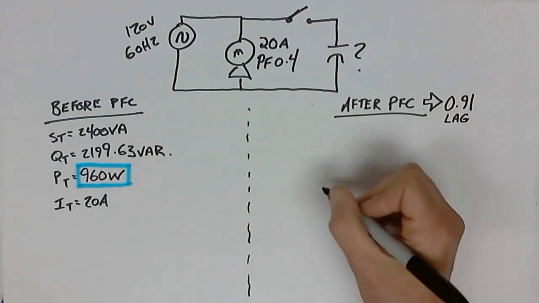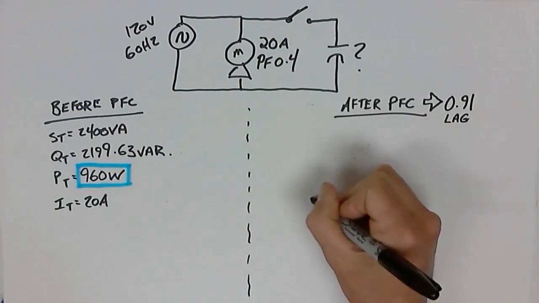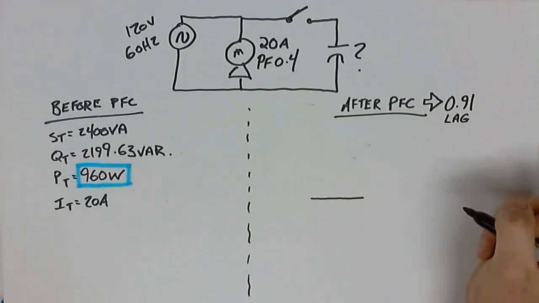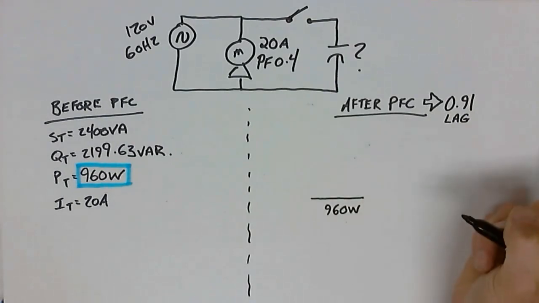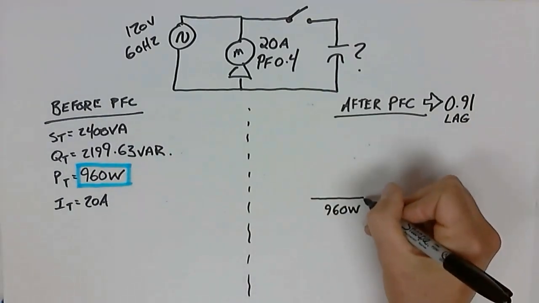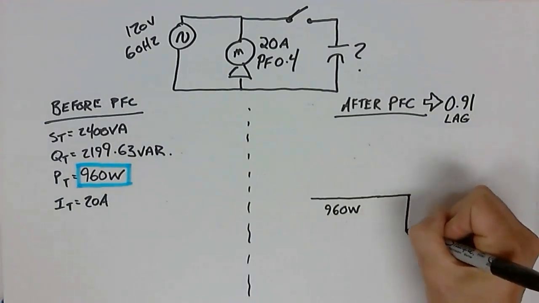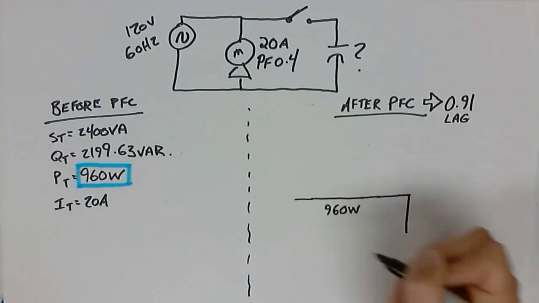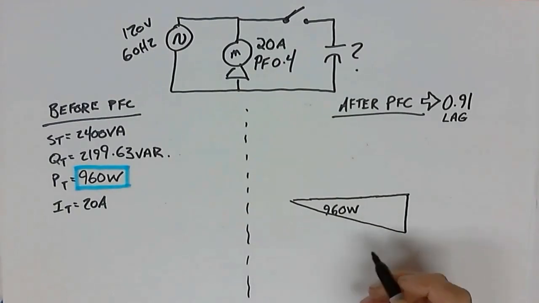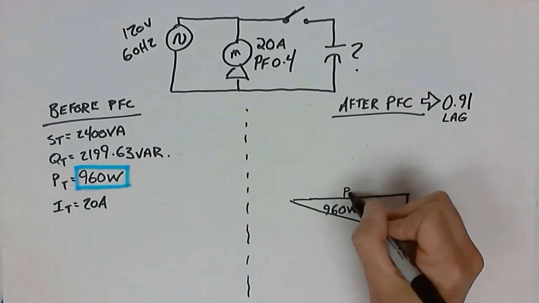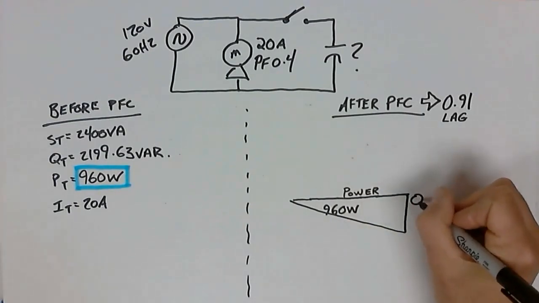First thing, I'm going to draw my new after power factor correction triangle. So it's going to look like this. I've got 960 watts, and it's going to be a little bit lagging, right? So I'm going to draw it a little bit bigger, so it's going to be down like that. Just had to make it bigger so that I didn't actually run into my 960 watts. So this is my power up here. And over here would be Q, right?